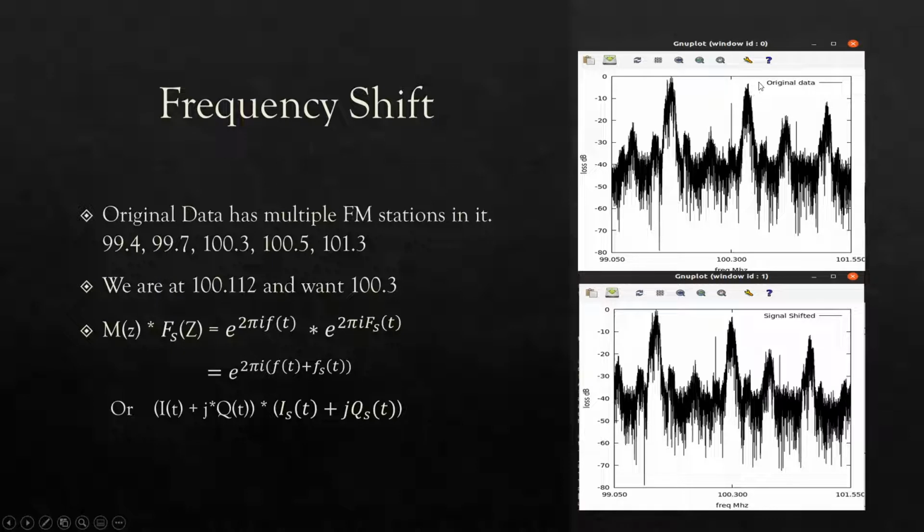Everything else sort of has this, this is a DC offset. It's an issue that RTL-SDRs normally have. But everything that's not a big spike like that is not a DC offset. It's an actual radio station.